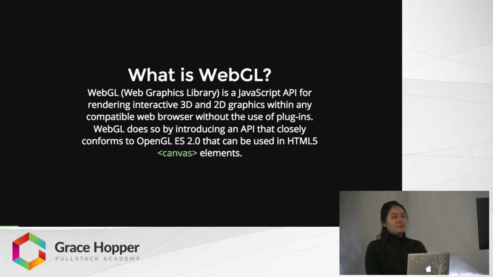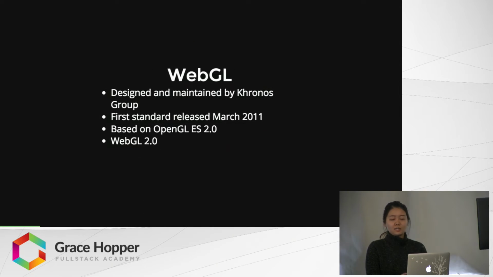What is WebGL? WebGL is a web graphics library in JavaScript for rendering 2D and 3D graphics within any web browser. It is maintained by the Khronos Group, was released in March 2011, and right now is at version 2.0.